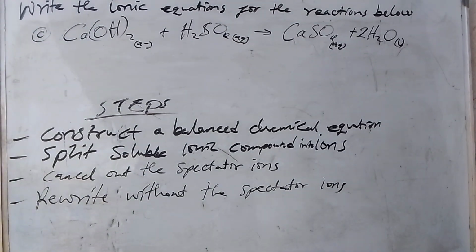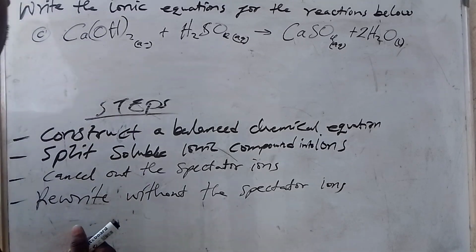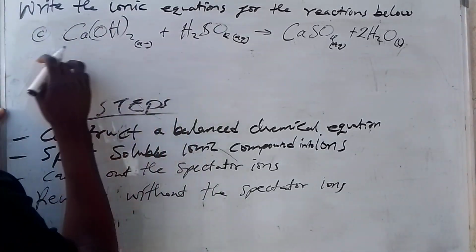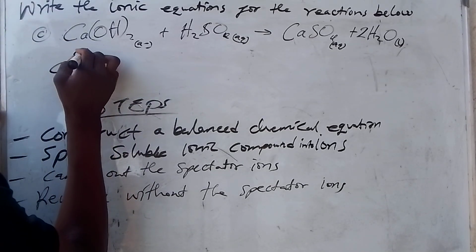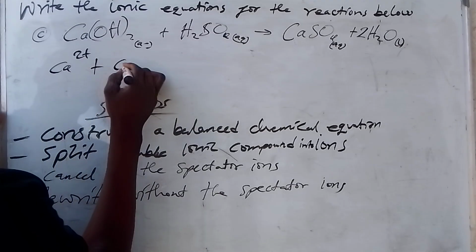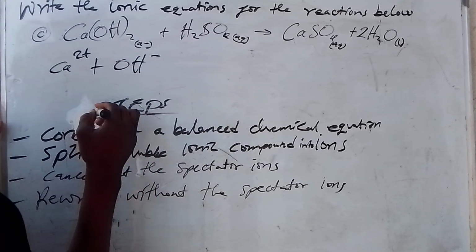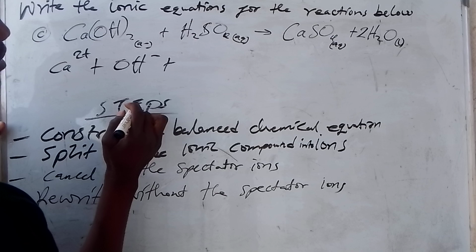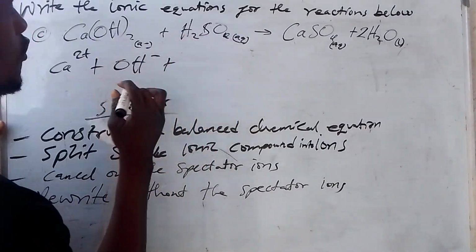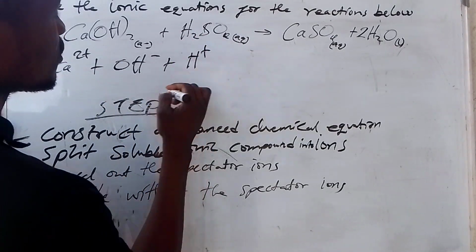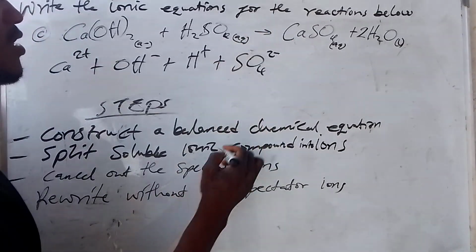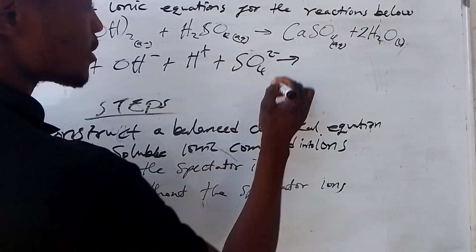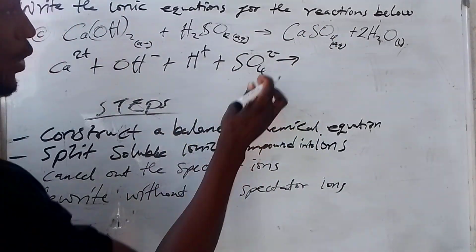Split soluble ionic compounds into ions. So aqueous compounds. We have calcium hydroxide here, which is calcium ions plus hydroxide ions, plus sulfuric acid, so hydrogen ions plus sulfate ions, to produce. This one is also in aqueous, so we split it out.